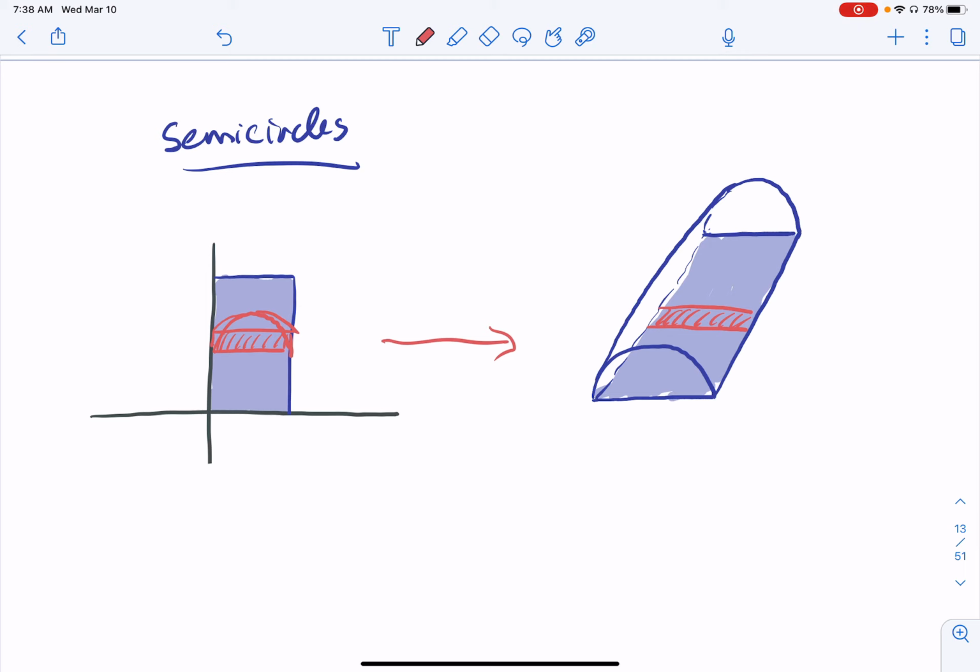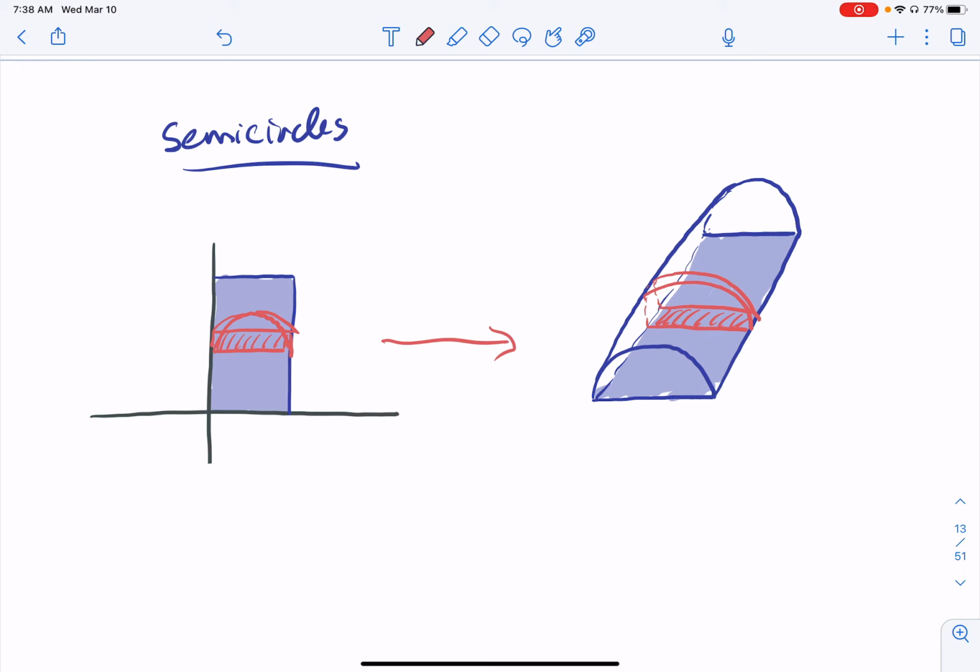And then here's the part that's going to be kind of awkward. Oh my God, that's terrible. It was looking good until I messed this part up, but that's supposed to be a semicircular cross section.